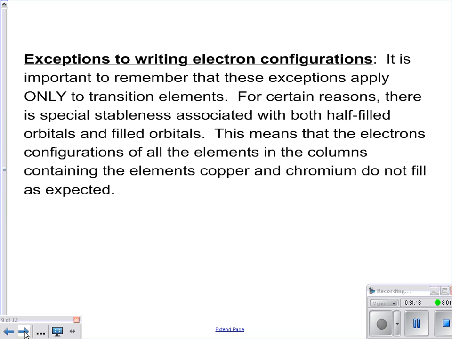Last little thing that we want to look at now is some exceptions to writing electron configuration. These exceptions only apply to transition elements, and more specifically, to just two little columns within the transition metals. For certain reasons of special stableness, I don't know if that's really a word or not, it's more chemically stable if these atoms have electrons in fully filled or half-filled orbitals. So let's see, it says it right here, half-filled and fully filled orbitals.